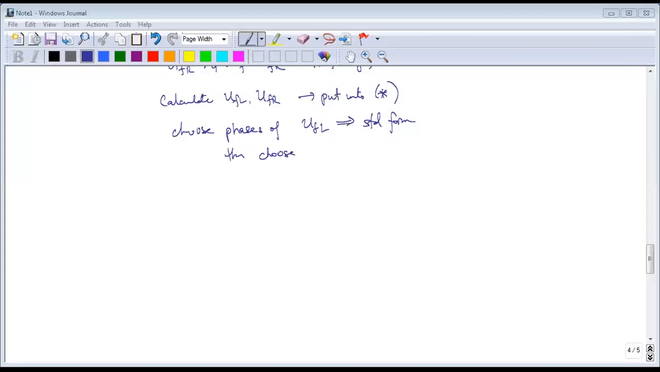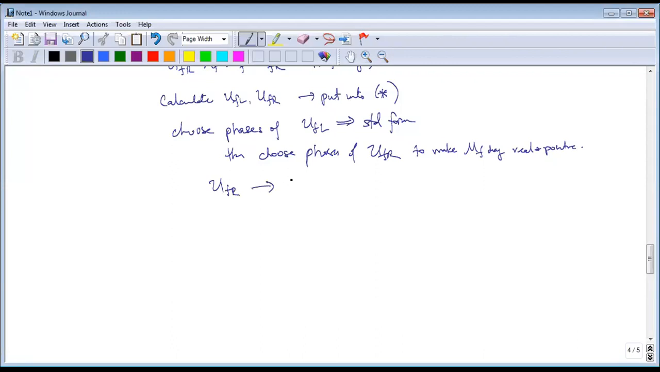Okay, so we're going to choose phases of UR to make MF diagonal real and positive. In other words, for UFR, we can write it, for example, as UFR times some diagonal phase matrix, PR. And that will do the job. Notice none of these rephasings are going to affect the determination of the MF squareds that we get from the Hermitian combination.